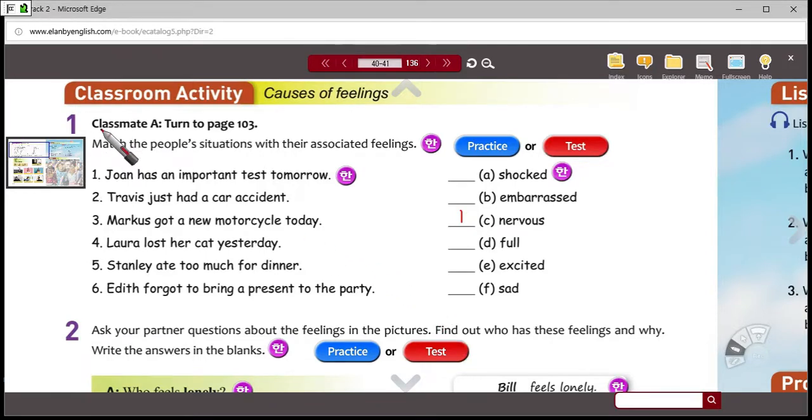Okay? Classmate A, on page 103, you'll have a similar activity. Okay? You'll have 6 different people and 6 different situations, 6 different feelings. Okay? All right, I'm going to pause it, and you can do the activity, and then I'm going to do the review for classmate B here.